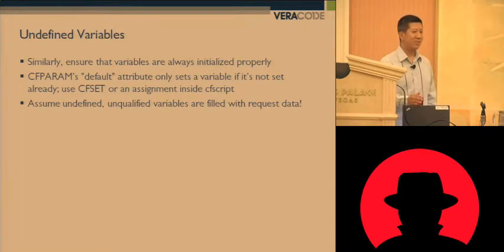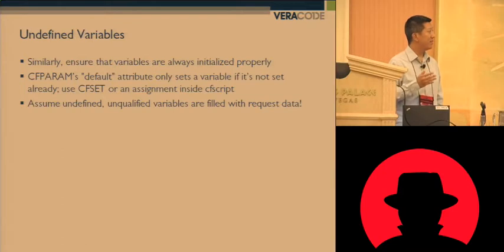Undefined variables are another case, sort of related to unscoped variables, but also related to the fact that there are similar tags in ColdFusion that you might think do the same thing, but they don't. The two of these that are most often confused are cfparam and cfset. Cfparam basically looks for a variable and figures out if it's not already set. And if it's not already set, then it will assign a value. cfset will always make an assignment regardless of whether or not there's already a value there.